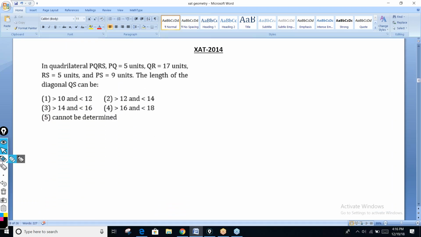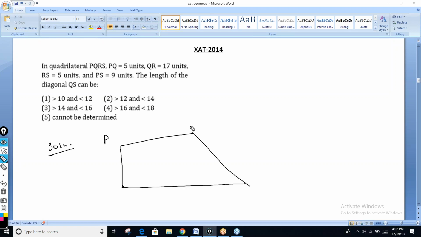That was again an easy question. Apply the basic property of triangle if you can. The question says: in a quadrilateral PQRS, you can draw any general quadrilateral. I'm naming them randomly. In quadrilateral PQRS, PQ is 5, QR is 17, RS is 5 again, and PS is 9. As I said, I have drawn it randomly.